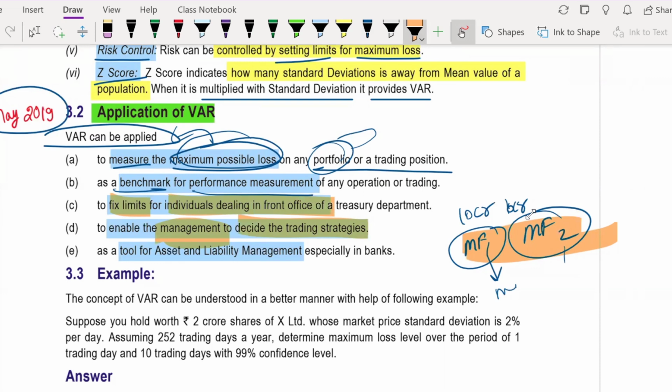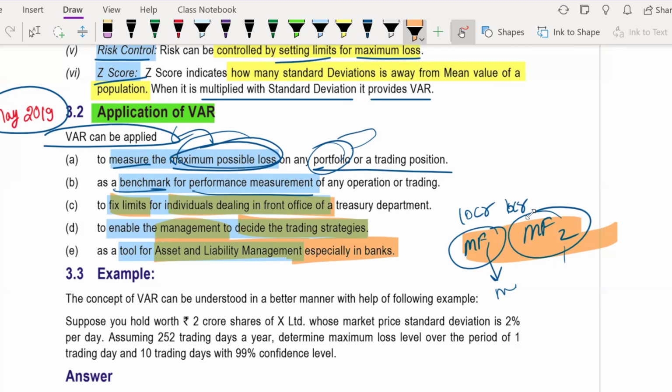So depending on that, you can come up with your own trading strategies. And the final application can be used for asset and liability management, especially in banks. Okay, so what are the 5 applications? First, you can determine the maximum possible loss for your portfolio. It can be used as a benchmark for your performance management.